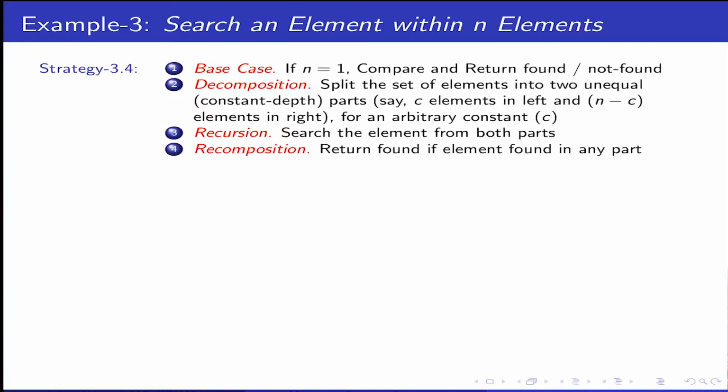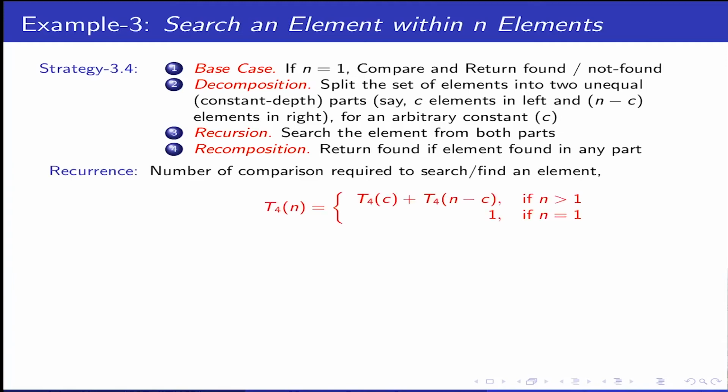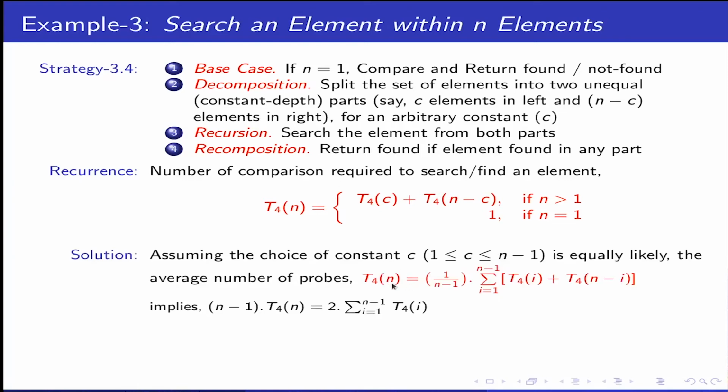Finally, for a constant depth split, that is c elements on one side, arbitrary, and n minus c elements on the other side, and then search both, returning if found from either side. So when you say search both, that is your primary number of comparisons coming from the recurrence, T(c) and this one. I leave it to you to try for an arbitrary number of c's. I will just take an average over c. So this sum is over 1 to n minus 1, any value c can take, and I average it out. So this goes here.